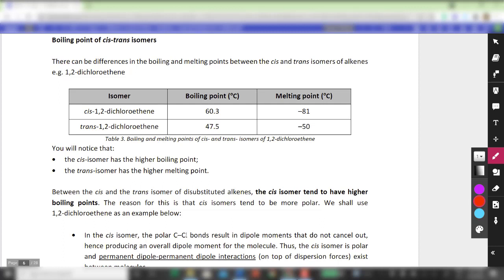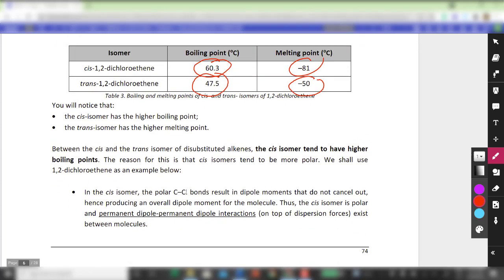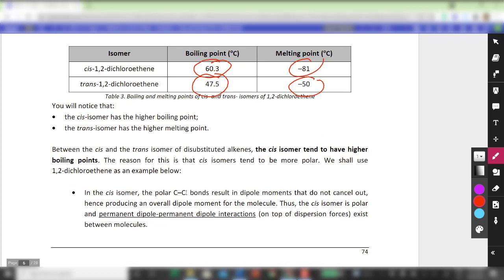We are going to deal with cis-1,2-dichloroethene versus trans-1,2-dichloroethene. Now you notice that the boiling point for the cis isomer is higher, so it has a higher boiling point as compared to the trans isomer. However, for melting points, it's the reverse. The trans isomer actually has a higher melting point as compared to the cis. And then you might be wondering what is the reason, because for boiling point, generally we follow the polarity.